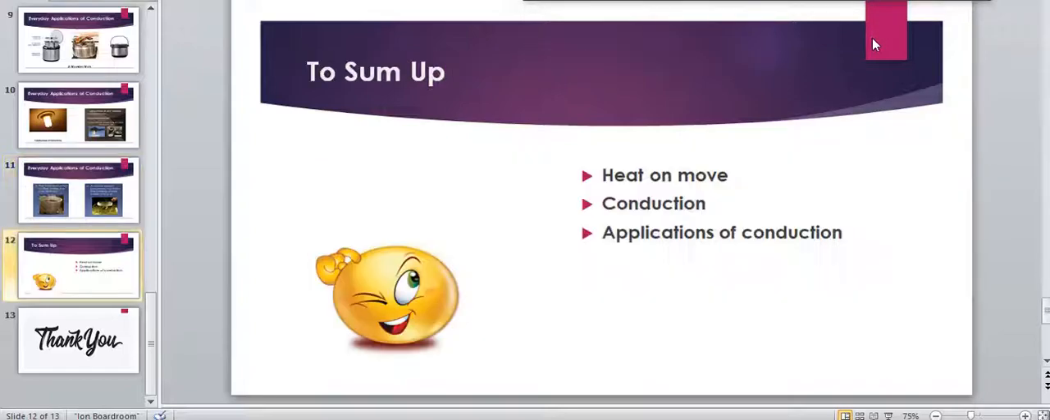So let's have a review of what we have discussed in today's lecture. First, we discussed heat on the move. Then we discussed the first process of heat transfer, which is known as conduction, and two major terms related to this topic were conductors and insulators. And in the end, we discussed the applications of conduction.